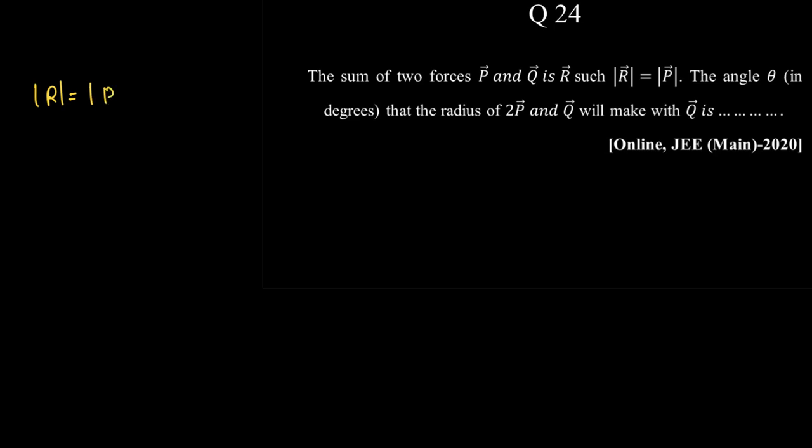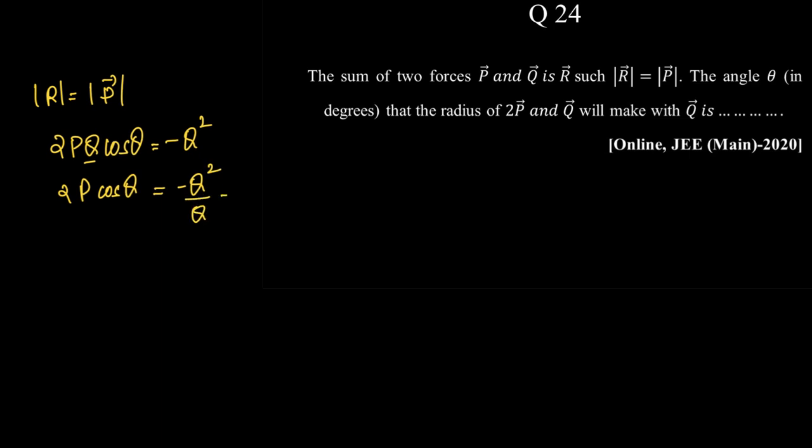When the magnitude of the resultant is equal to the magnitude of one of the vectors, we know that if it is p and q here, 2pq cos theta would be equal to minus q square. So in this case, 2p cos theta, dividing by q, will be equal to minus q squared by q, which is equal to minus q. Now what is the angle?